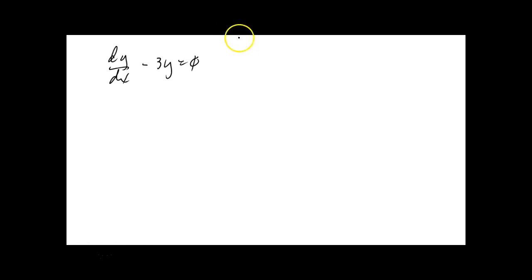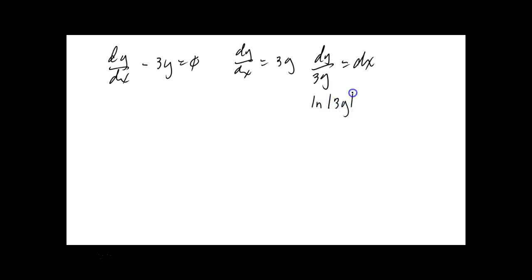Add 3y to both sides. That gives you dy dx is equal to 3y. So that's dy over 3y is equal to dx. Everybody follow? Okay. Integrate, and you get the log of 3y, I guess I should put it in here, is equal to x plus c.